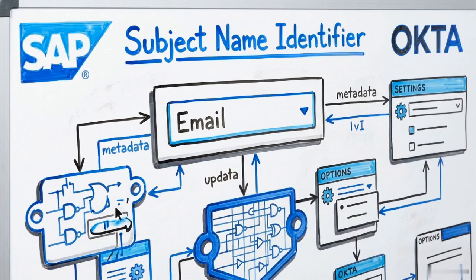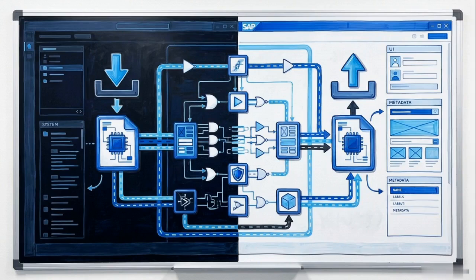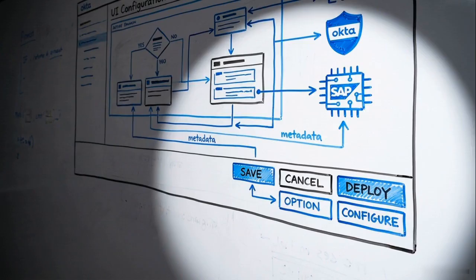Complete the mapping in IAS by configuring the subject name identifier. Set email as primary attribute. For the return trip, download the IAS tenant metadata and upload it into Datasphere, completing the exchange. Looking at the Datasphere SAML configuration screen, you must perform a mandatory check before saving.